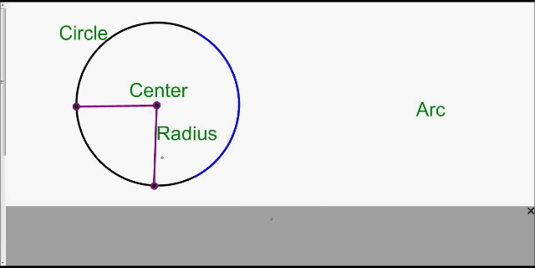You have 2 radii here. So this is a radius and this is a radius. The plural is radii. And that is a segment that goes from the center to a point on the circle. So from the center to a point on the circle, they're all the same length. Last, we have an arc, and that is this blue portion here. It is a portion or a part of the circle. So it's some length of the circle.